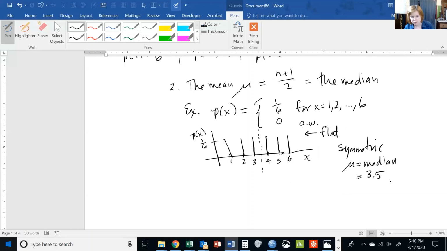Okay. So that works for our formula. We can do that from the median, but according to the formula, mu is (n plus 1) over 2. Here, n is 6. So that's (6 plus 1) over 2, and that is 3.5. (N plus 1) over 2 is the median of 1 to n.